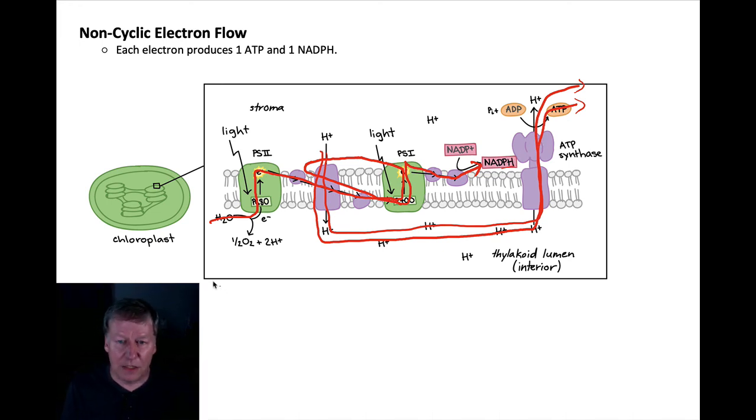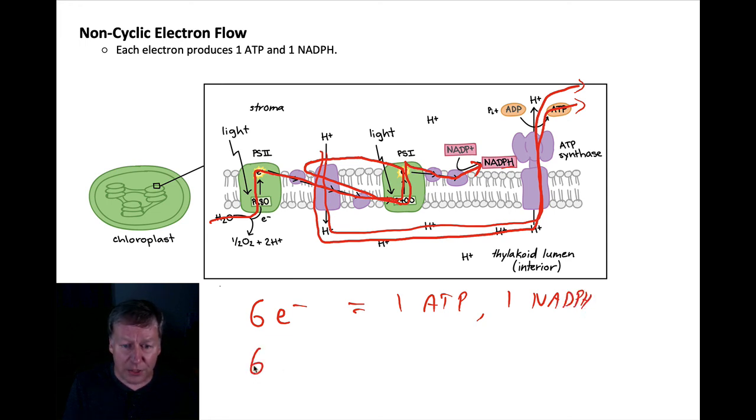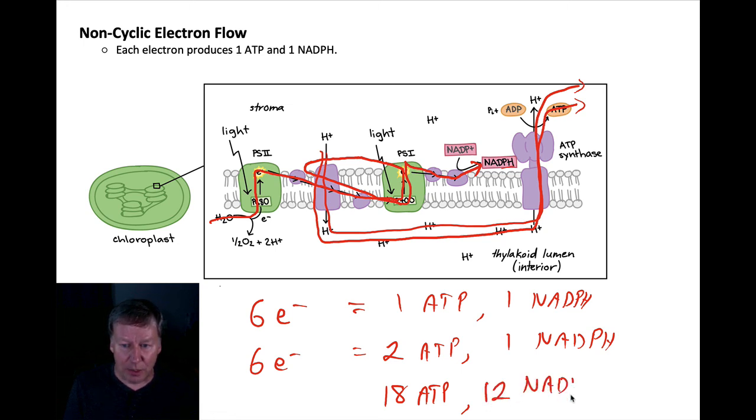Because half of the electrons, so 6 electrons, will go through the non-cyclic. 6 of them will produce 1 ATP and 1 NADPH. The other 6 electrons are going to go through the cyclic version, where they each produce 2 ATP molecules and 1 NADPH molecule. At the end of this, we end up with a total of 18 ATP and 12 NADPH molecules. So that's how your cells have solved this problem.